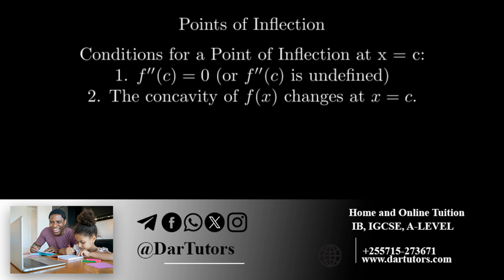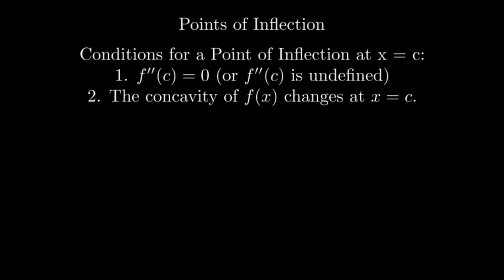In that last example, we saw that the concavity of the function changed at x equals 2. This special type of point has a name. It's called a point of inflection. A point of inflection is a point on a curve at which the concavity changes from up to down or from down to up. For a point to be a point of inflection, 2 conditions must be met. First, the second derivative at that point must be 0 or undefined. Second, and this is crucial, the sign of the second derivative must actually change as we pass through that point. The concavity must flip. It's very important to remember that f double prime of c equals 0 is a necessary condition, but it is not sufficient. You must always test to see if the concavity changes.